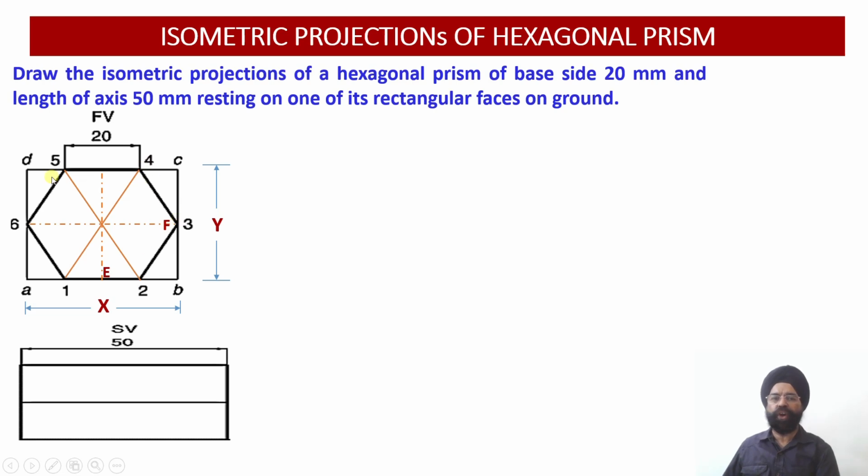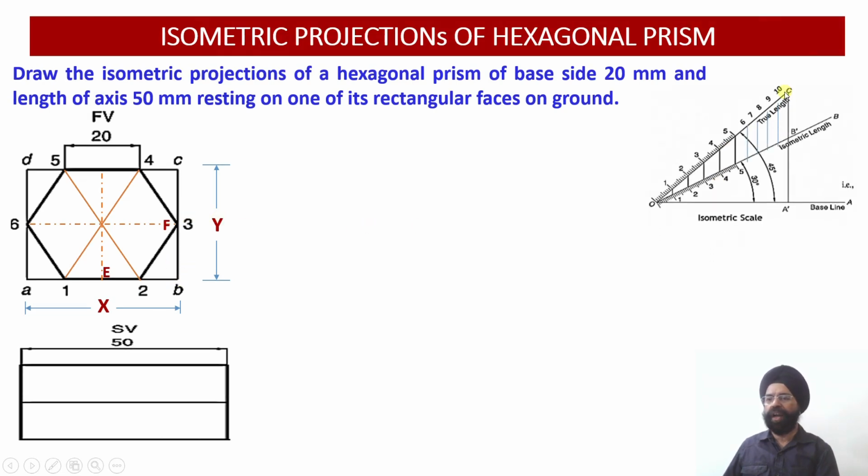In the hexagon, these four edges, 2 3, 3 4, 5 6 and 6 1, are not lying on the isometric line. So we cannot draw these edges onto the isometric projection straight away. All the distances, that is x, y, distance of E, distance of F, distance of A1, B2 and B3, will first be marked onto the true length, converted onto the isometric length, and only then will the projections start.